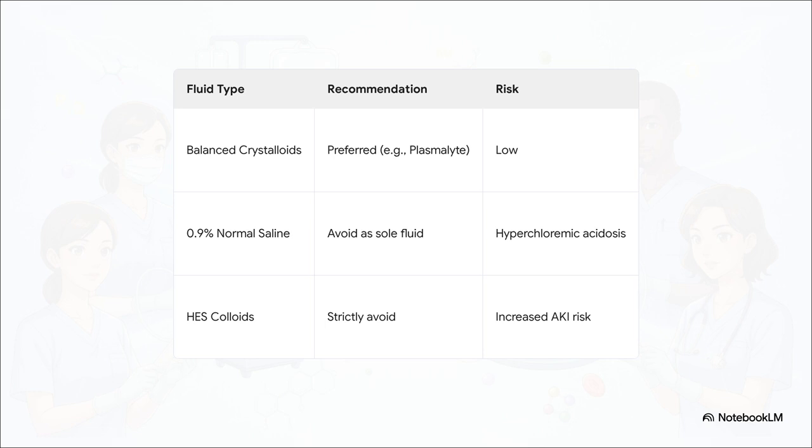Furthermore, synthetic colloids like hydroxyethyl starch, or HES, must be strictly avoided. They are unequivocally linked to an increased risk of acute kidney injury. Don't use them. Albumin can be used safely if the patient is severely hypoalbuminemic, but it really offers no general advantage over balanced crystalloids. And crucially, the routine use of renal dose dopamine or high-dose diuretics is completely clinically obsolete. Oh, and mannitol just prior to reperfusion does have some limited evidence suggesting it might reduce the need for dialysis, but it's not a magic bullet.